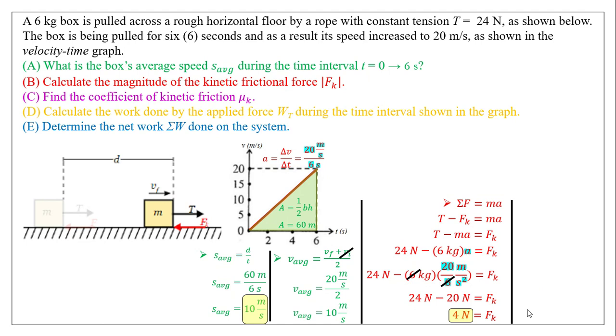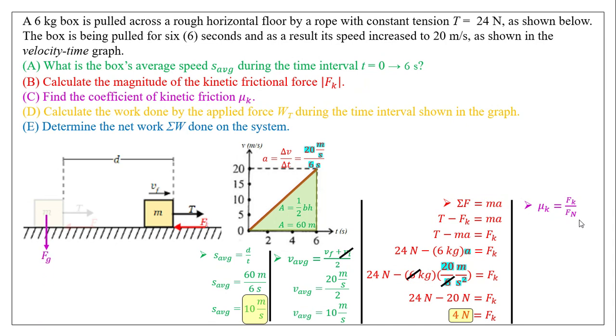C asks us to find the coefficient of kinetic friction. The coefficient of kinetic friction here is just, by definition, the ratio between F of K and F of N. We already found F of K in part B. F of K here on the screen is 4 newtons. But what I don't know is F of N. But this one is pretty straightforward.